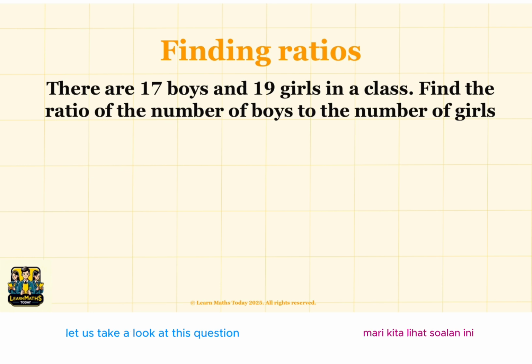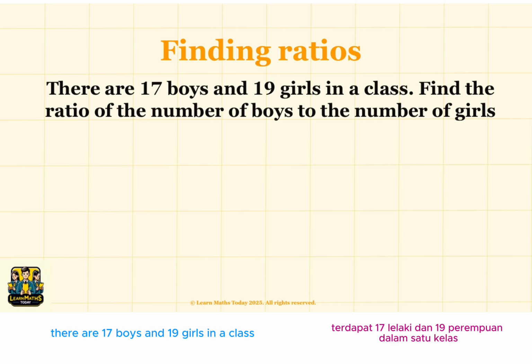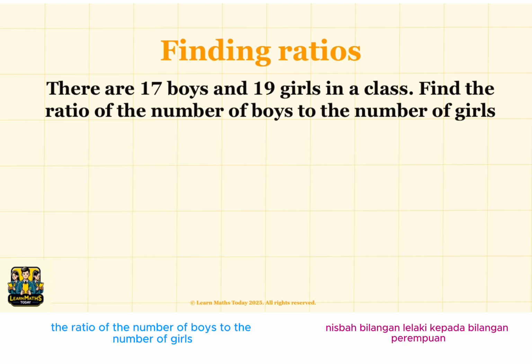Let us take a look at this question. There are 17 boys and 19 girls in a class. Find the ratio of the number of boys to the number of girls. Let's see how we proceed with this question.